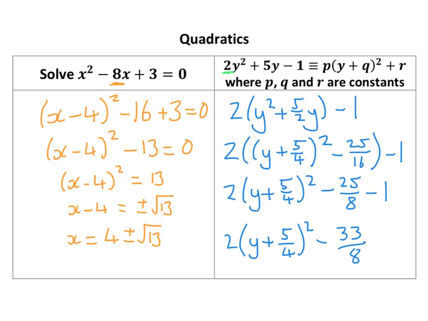Now again, it's really not very nice, but it's possible without a calculator. Remember, you've not got a calculator for this, so do expect fractions and stuff like that. So r is minus 33 over 8, as I say. So completing the square, essential to this sort of stuff, especially if you haven't got a calculator.